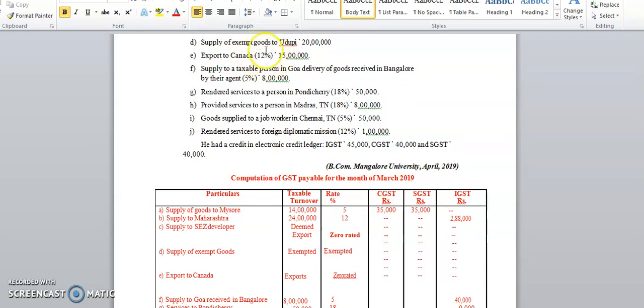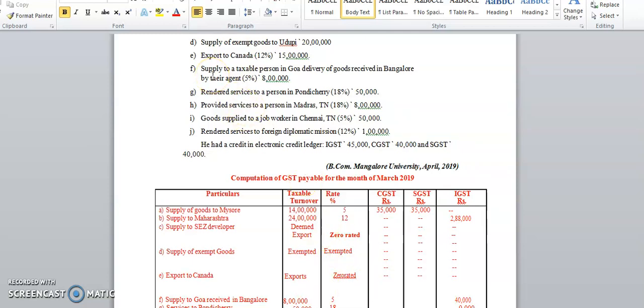Export to Canada 12% is the rate of GST and value is 15 lakh. So export to Canada, as the name itself states, it is export. So in the taxable turnover column you will mention it as export and in the rate of GST column it is zero rated. The exports are zero rated.